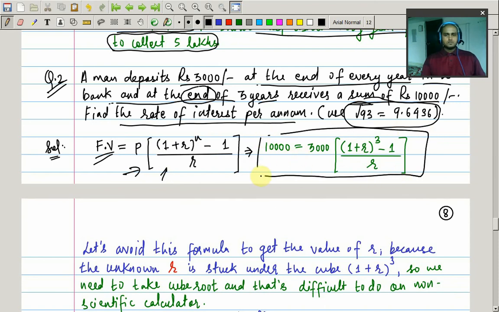So this is what I have done. I have put all the values. Future value is 10,000, installment is 3,000. We need to find this R.